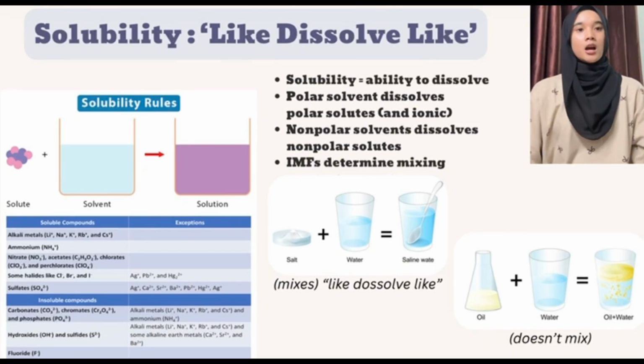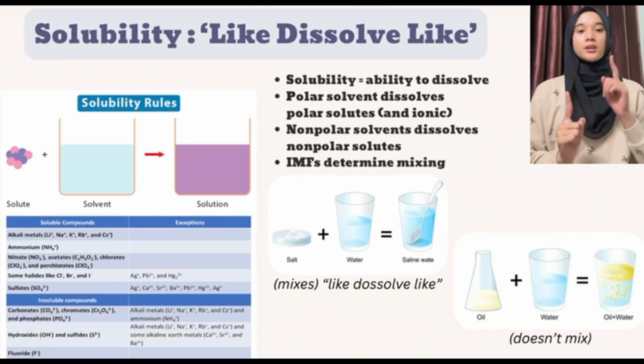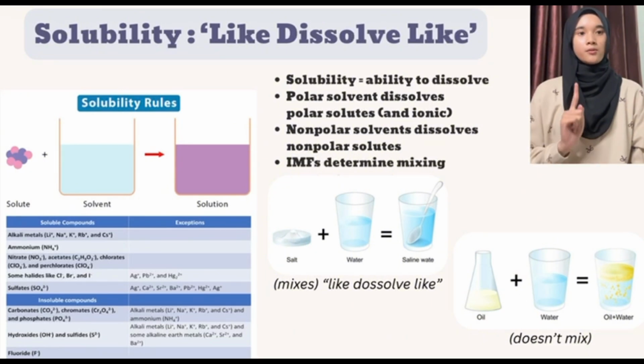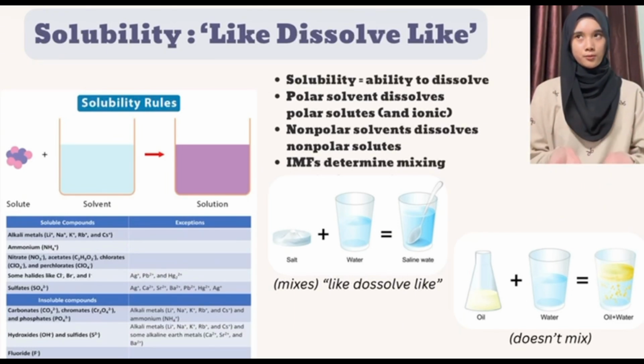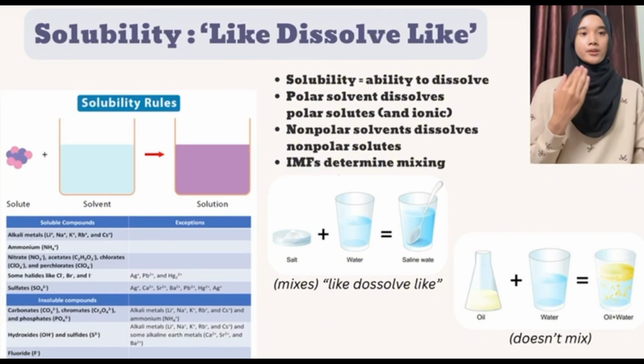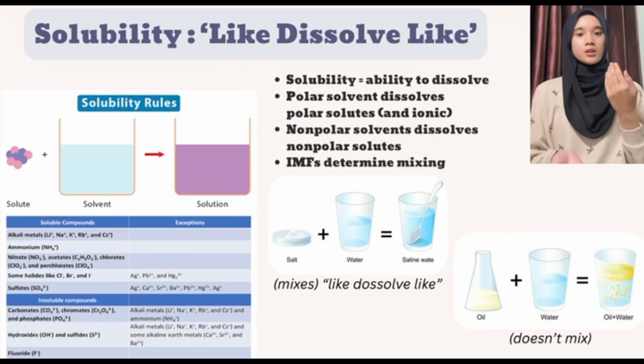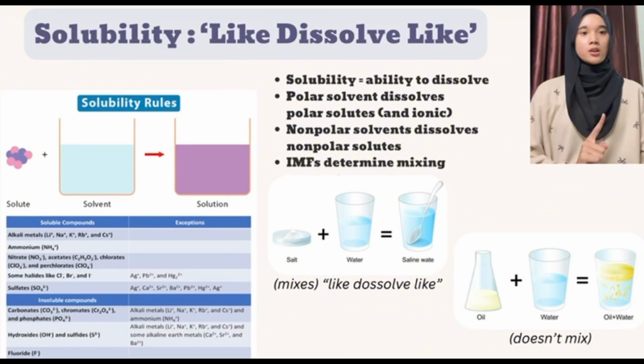Next, I will talk about the impact on solubility. Solubility is how well one substance dissolves in another. The rule "like dissolves like" means polar substances dissolve in polar solvents and non-polar substances dissolve in non-polar solvents. For example, salt dissolves in water because both are polar. But oil and water do not mix because oil is non-polar and water is polar. Intermolecular forces determine whether new attractions can form between substances, allowing them to mix.